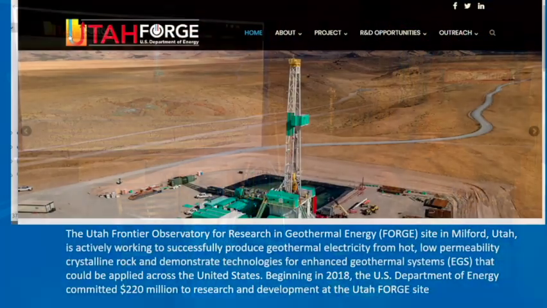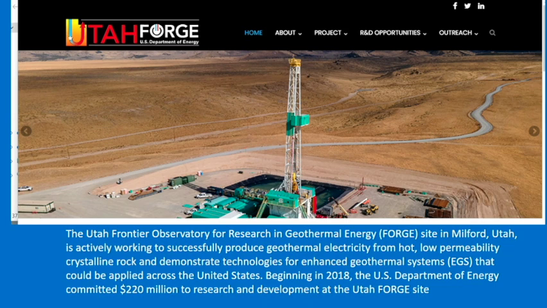And then here's the FORGE area, a big Department of Energy sponsored project. They've committed $220 million into this project. The idea is if they can prove that they can make an engineered geothermal system, inject the fluid, make fractures, and have it produce, then if they can do it here, they can do it anywhere in the world, basically. So it would still be a renewable energy resource if they can figure out how to do it.